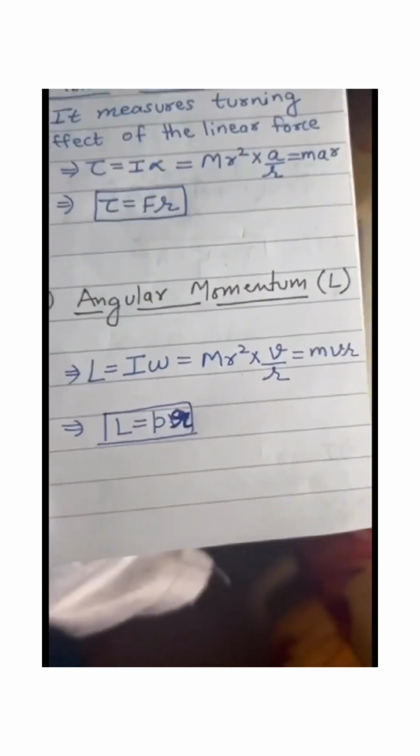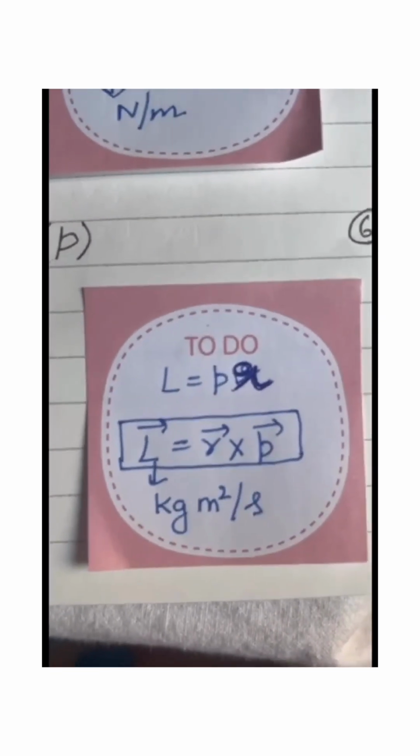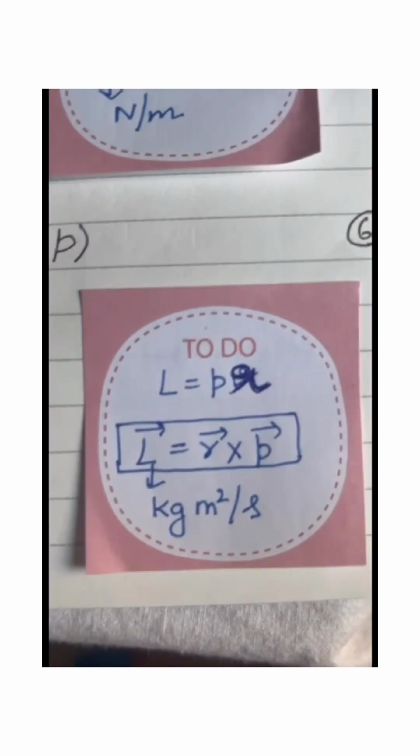The next term is linear momentum and angular momentum. Linear momentum is mass into velocity, so the angular momentum is I into omega. By putting the values of I and omega in the formula, we will find the relation between linear and angular momentum, which is L equals PR, or L vector is equal to R vector cross P vector.